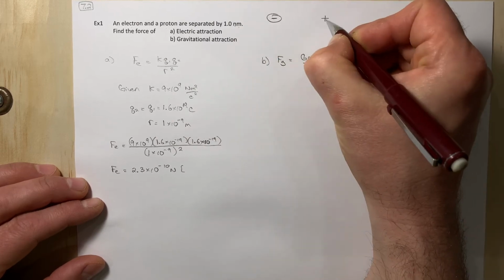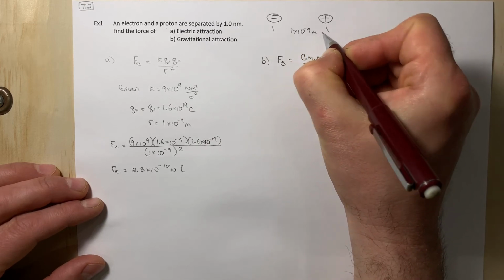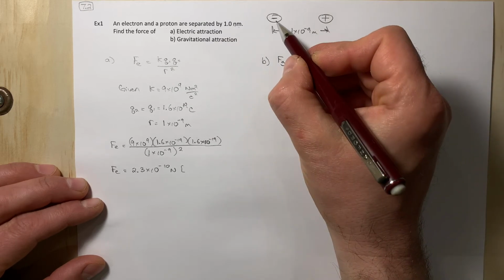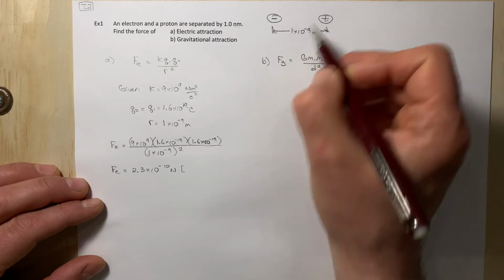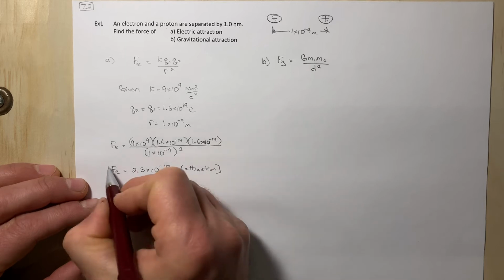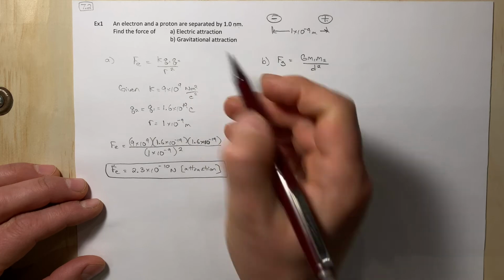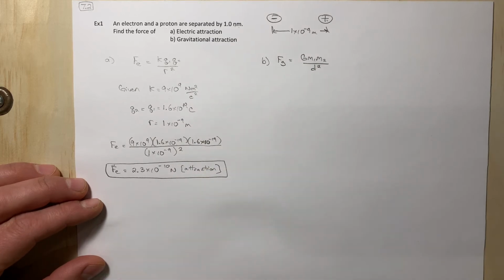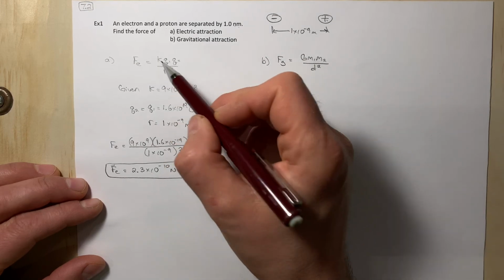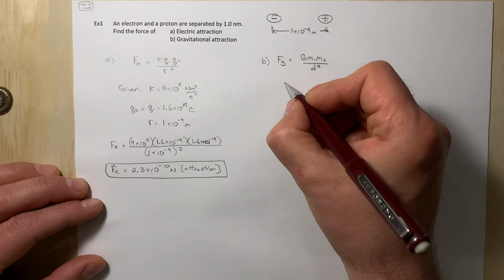There's my electron, over here is my proton. They're separated by this 1 times 10 to the minus 9 meters. I know that opposites attract, so negatives and positives, this is going to be an attraction, and there is my force. We were told in the question it was an attraction, so I don't really need that direction. I'm just looking for the magnitude. Coulomb's law can either be an attraction or a repulsion. Gravity, on the other hand, is always only an attraction.